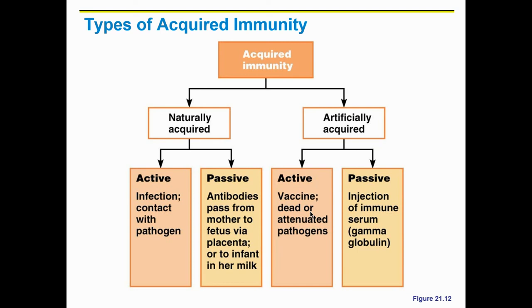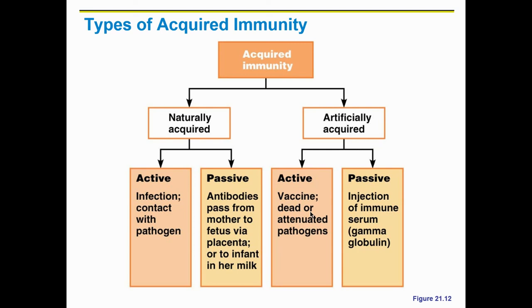But what happens is once you do that, your immune system will treat it just like you got it from somewhere else, and you'll build antibodies and memory cells to it. And so you're going to have an active immunity. You built those antibodies.